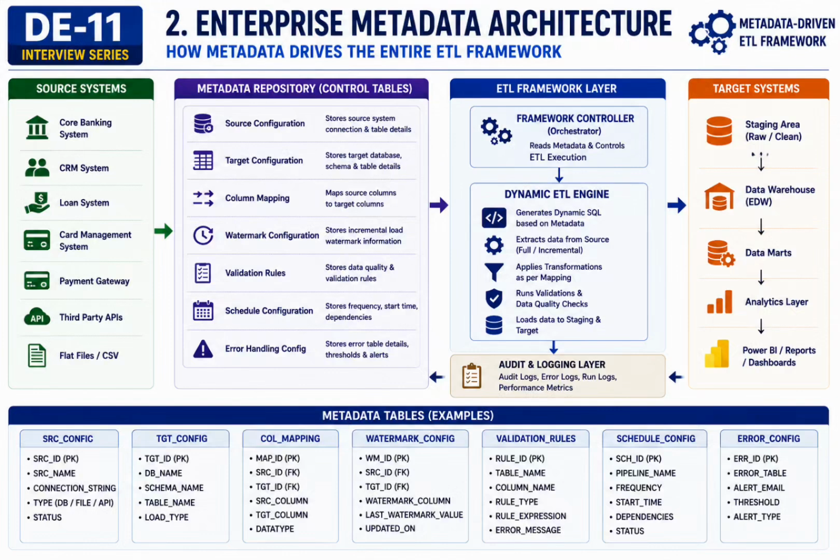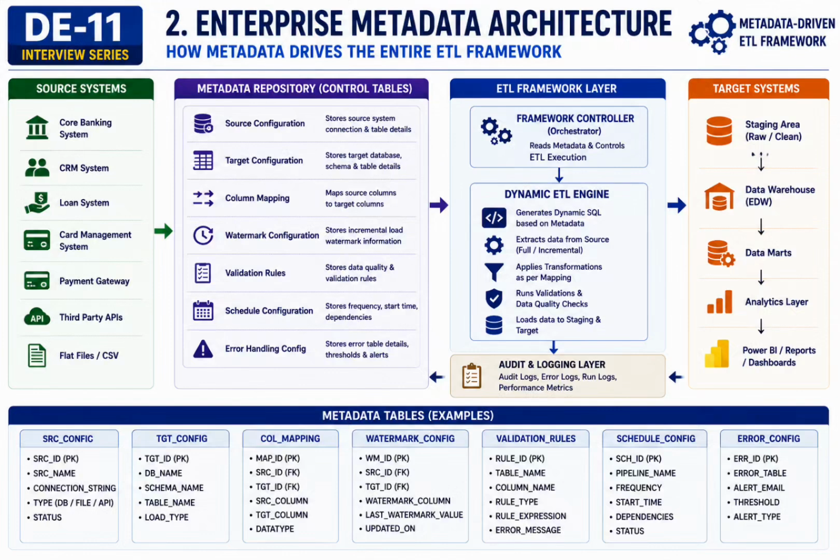A column mapping table tells the framework how source columns map to target columns. A watermark configuration table stores incremental load information. Then validation rules define mandatory fields, duplicate checks, and business validations. Then schedule configuration controls when each pipeline should run.